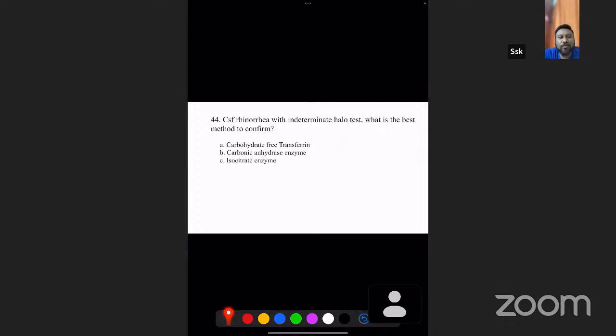CSF rhinorrhea with an indeterminate halo test. What is this halo test? You ask the patient to bend his head and you collect the CSF to find the halo sign. The central one will be the blood, and around that there will be a halo, because of the CSF getting disseminated. So what is the best method to confirm that it is CSF? It is going to be beta transferrin. You can close your eyes and mark transferrin as the answer, because that is the confirmatory test to demonstrate CSF. So that would be the answer for CSF rhinorrhea.